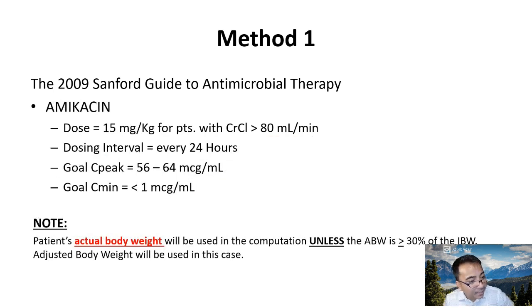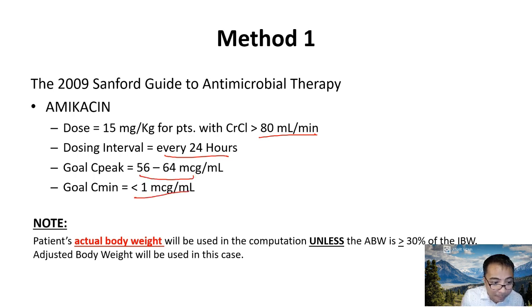Now, for amikacin, it's 15 milligrams per kilogram. For patients with creatinine clearance greater than 80 ml per minute, same, our dosing is every 24 hours. The peak is 56 to 64. The goal C-mean is less than 1 microgram still. Now, please take note of this one, class. The patient's actual body weight will be used for the computation if we're doing extended dosing interval. Unless the actual body weight is 30% higher than the ideal body weight, then the adjusted body weight will be used.